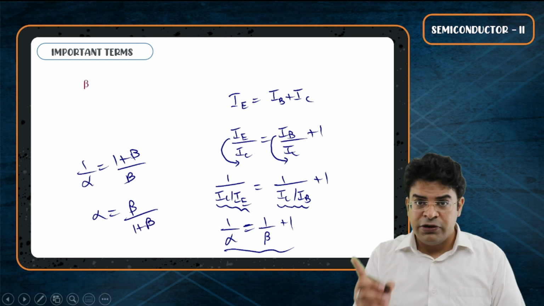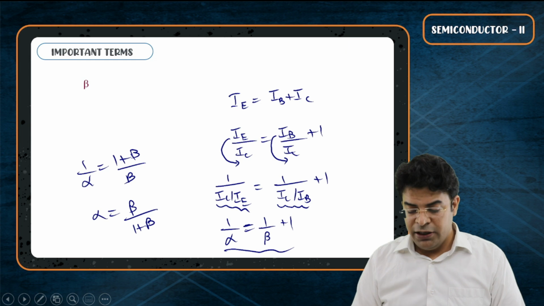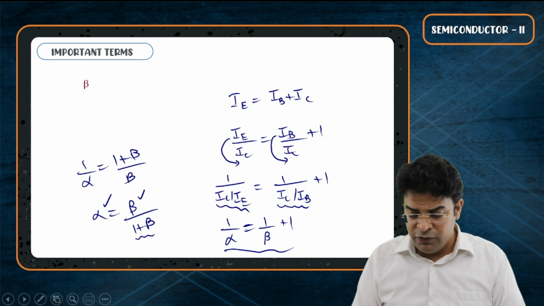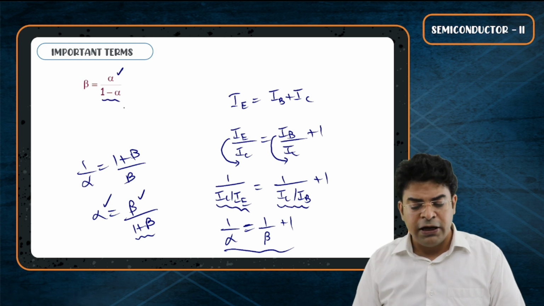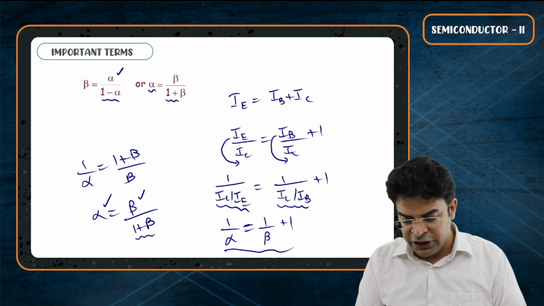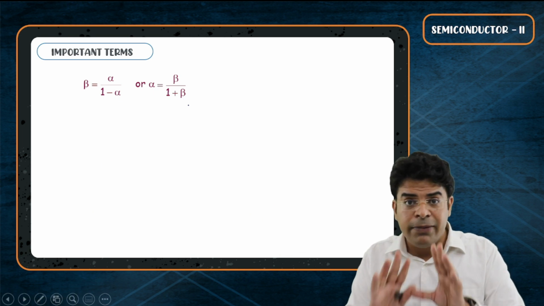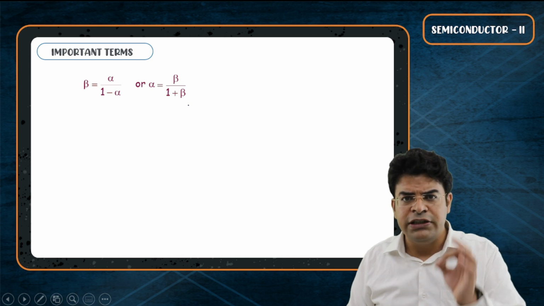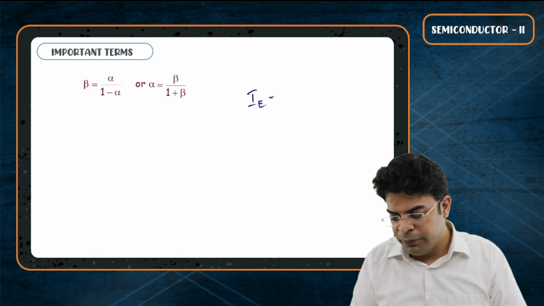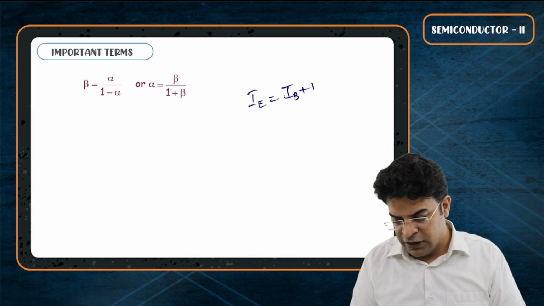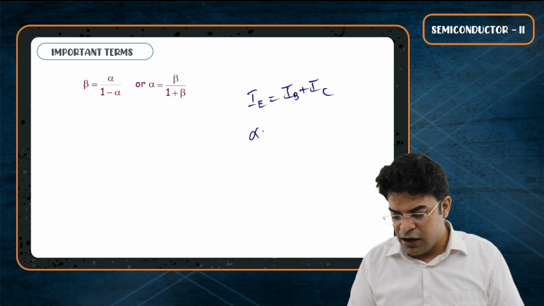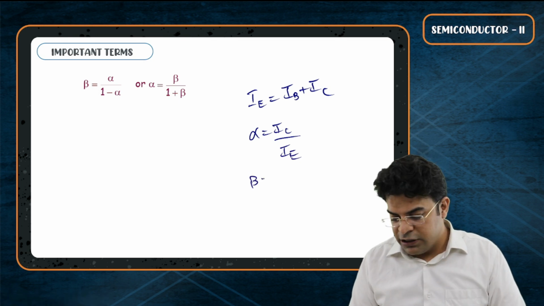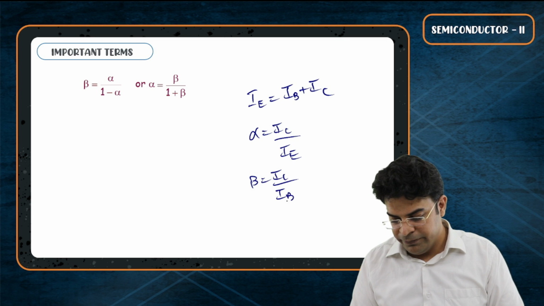So the relationship between alpha and beta can be written as alpha equals beta upon 1 plus beta, or rearranging this, you will get beta equals alpha upon 1 minus alpha, or you can write alpha equals beta upon 1 plus beta. So you should be able to find the relationship between alpha and beta, and it's very easy. You just need to remember that emitter current equals base current plus collector current. You need to remember that alpha is nothing but IC by IE and beta is nothing but IC by IB.